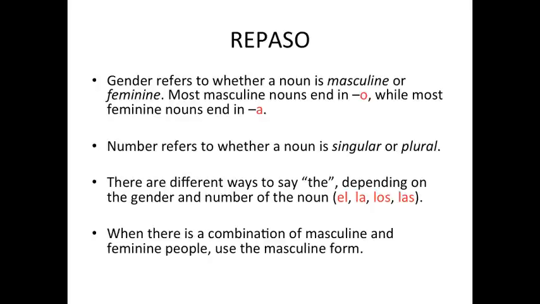Now, there are 4 different ways to say the, depending on the gender and number of the noun. You use el with masculine singular nouns, la with feminine singular nouns, los for masculine plural nouns, and las for feminine plural nouns. So in Spanish, there's 4 different ways to say the. In English, we just have the word the. But you have to pay attention whether something is masculine or feminine, singular or plural, to decide what form of the to put on there. And again, lastly, when there is a combination of masculine and feminine people, such as chicos, you have to use the masculine form.